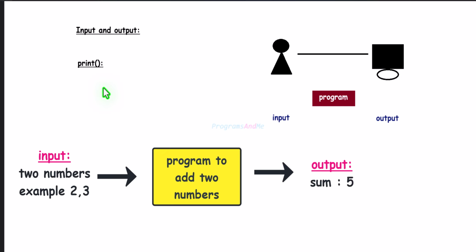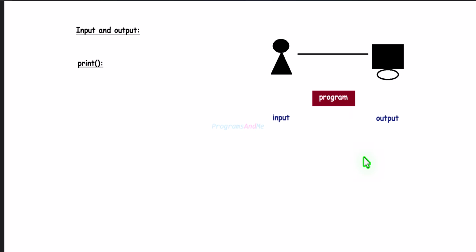The Python print function prints the message to the screen or any other standard output device. While writing the program, the user will provide some data and that data is called input. After executing that program, we'll get the result, and that result is called output. In Python, to display the output, we'll use the print function. Today, let's see how to use the print function in different ways.